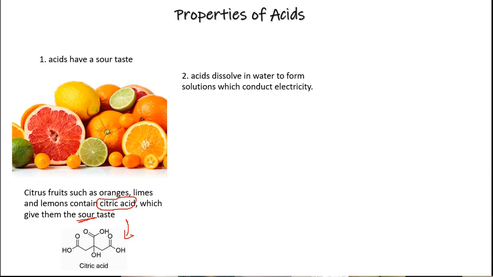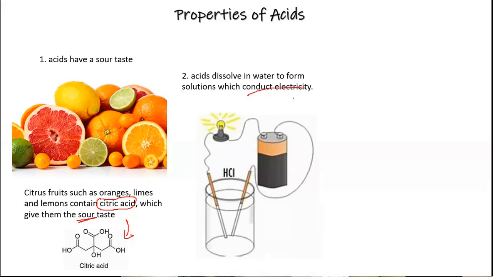Okay, the next properties of acids. When we dissolve acid in water, the solution it produced can conduct electricity. For example, hydrochloric acid can conduct electricity, same as the sulfuric acid. That's why the sulfuric acid is used in the battery.